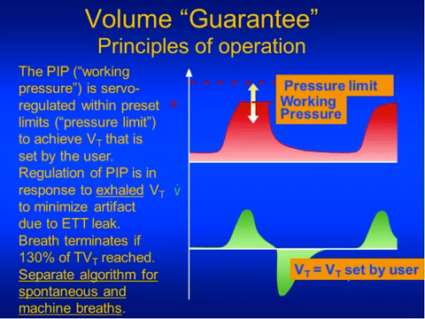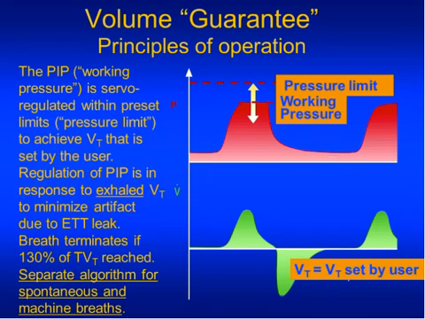We have talked a bit about volume guarantee as becoming increasingly the prototypic modality that has become somewhat generic. People are starting to refer to volume-targeted ventilation as volume guarantee, even though strictly speaking, volume guarantee refers to it as implemented on the Jaegere device. But for example, AVIA has now implemented a version of volume guarantee on their device.